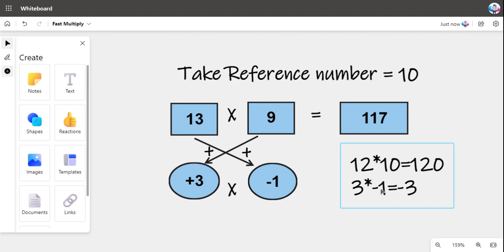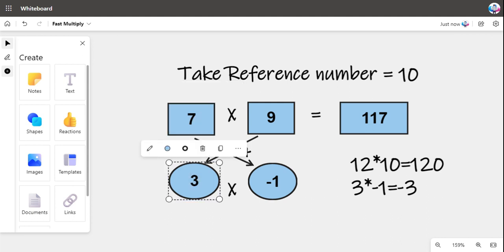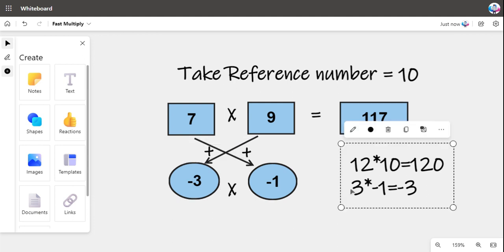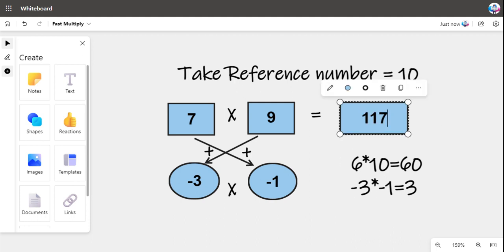Don't get confused here. A negative number will give a negative result. If we have a negative here as well, for example, if we take this as 7, we get negative 3 here. So what we have got is minus 3 and minus 1, equal to plus 3. What we will get here is 6, 6 into 10 is 60, and 60 plus 3 is 63. This is how we calculate with the plus and minus symbols.